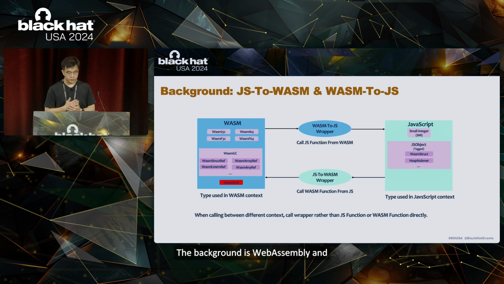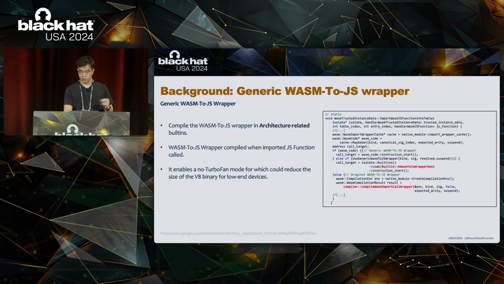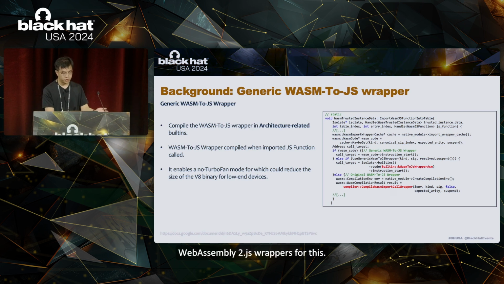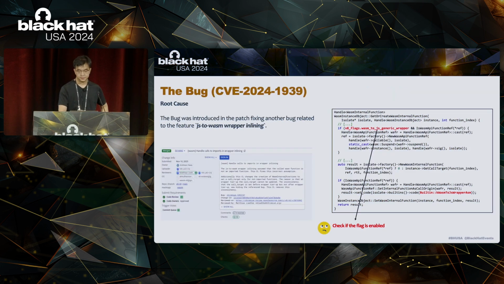The background is that WebAssembly and JavaScript interactions are supported by wrappers. V8 has a generic WebAssembly-to-JS wrapper for this. The implementation of the wrapper uses architecture-related built-ins and uses lazy compilation, which means compilation happens only when the imported JS function is called, and this is friendly for low-end devices.